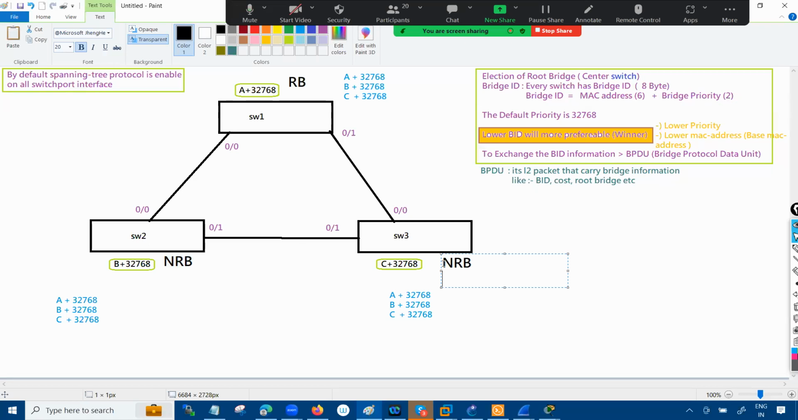Now, once we have done with the election of the root bridge, what is the next election that comes into the picture?